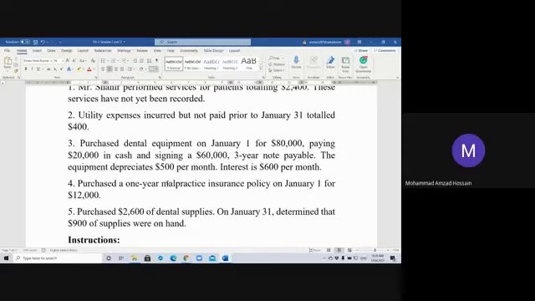Mr. Shahir, basically the owner of the business, purchased dental equipment. The date of the purchase is January 1 and it was purchased for 80,000. He paid 20,000 in cash and the rest was paid by a loan which was notes payable 60,000. The equipment depreciates $500 per month, and as he has taken loan, he needs to pay the interest. So interest is only 600.